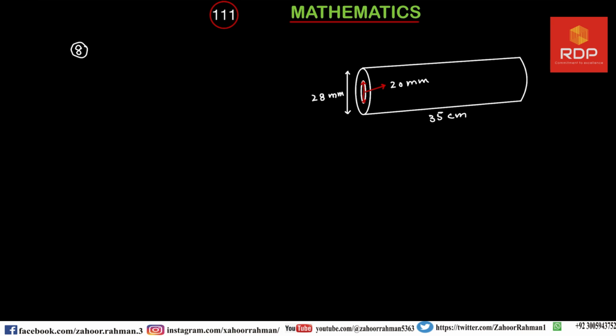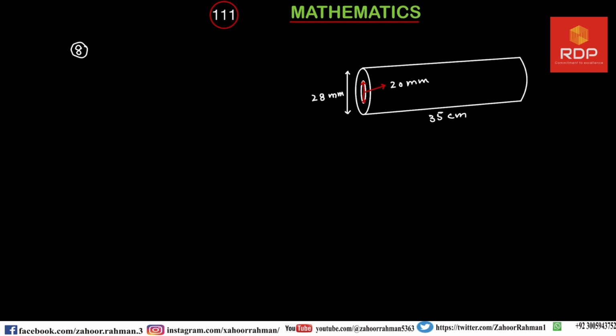This is lecture number 111 of mathematics, and we were discussing the volume and surface area of cylinders. In the previous lectures, we did up to question number 7. Today we are going to discuss question number 8. Let us first understand the question.